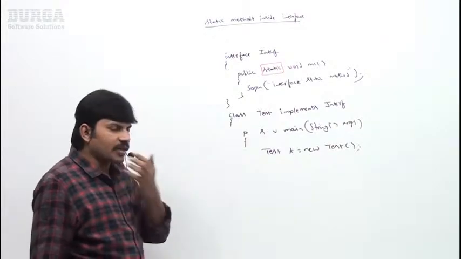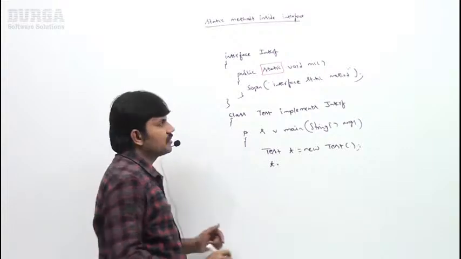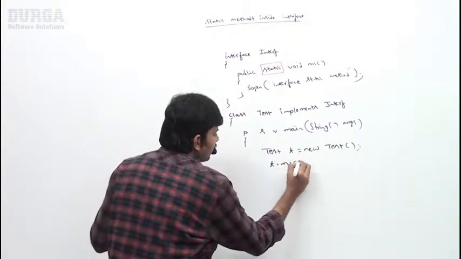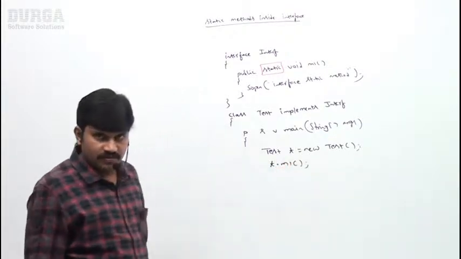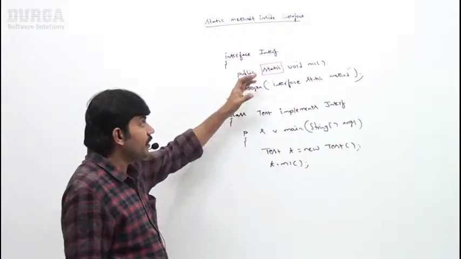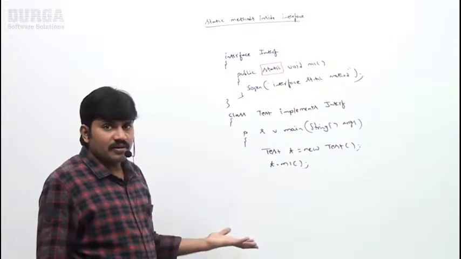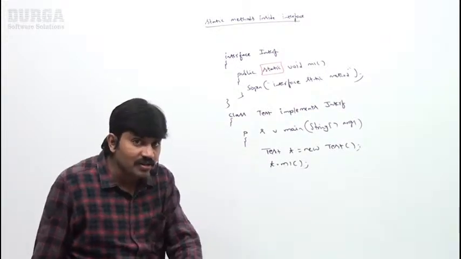I am creating an object for the implementation class. By using this object reference, I am calling the m1 method. Okay, this is the first phase, sir. By using this object reference, I am calling the interface static method, right? First phase. Anyway, it is a static method, so by using the class name also you can call.